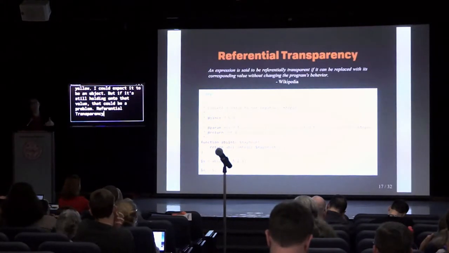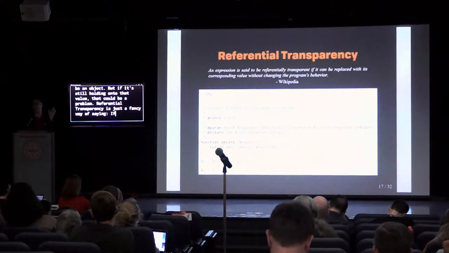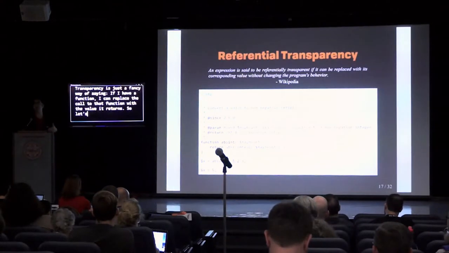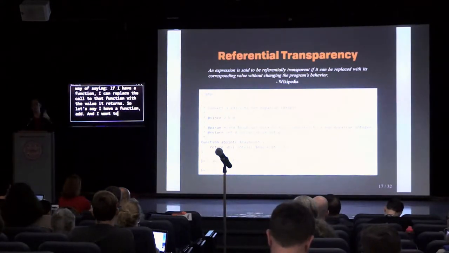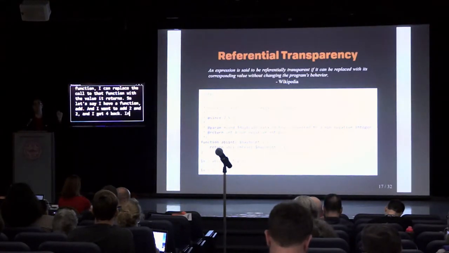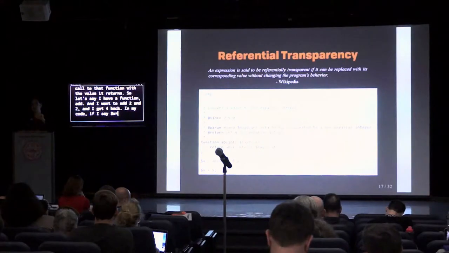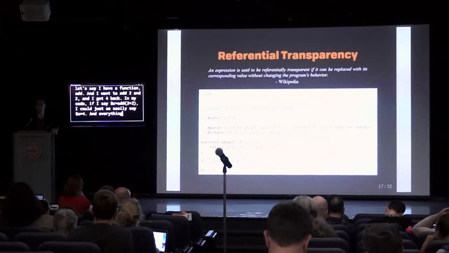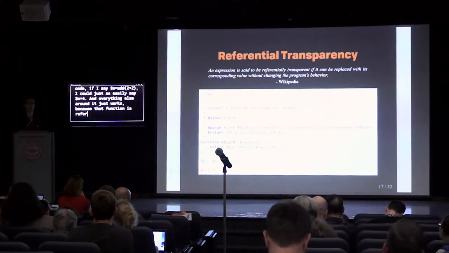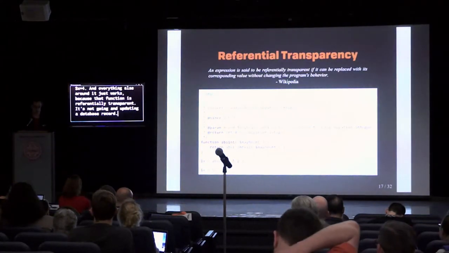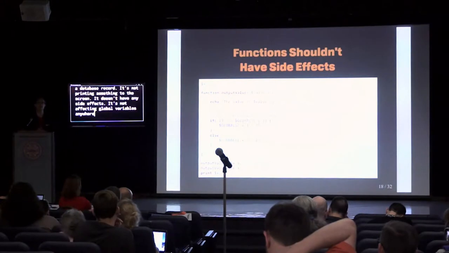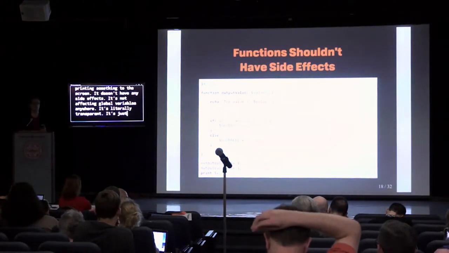Referential transparency is just a fancy way of saying, if I have a function, I can replace the call to that function with the value it returns. So let's say I have a function add, and I want to add 2 and 2, and I get 4 back. In my code, if I say $x equals add(2, 2), I can just as easily say $x equals 4. And everything else around it just works, because that function is referentially transparent. It's not going and updating a database record. It's not printing something to the screen. It doesn't have any side effects. It's not affecting global variables anywhere. It's literally transparent. It's just doing a thing and returning a value.